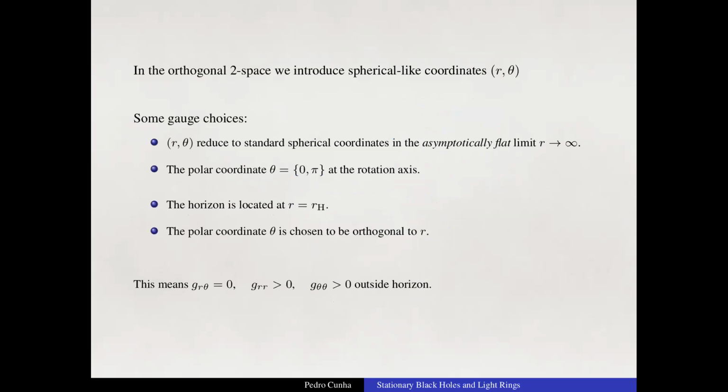Now, due to these Killing symmetries, we can then restrict the analysis to a spatial 2-dimensional space, which can be parameterized by orthogonal spherical-like coordinates r, theta. Then we can make some gauge choices. We can make the coordinates r, theta reduce to spherical coordinates at asymptotic infinity, and we can fix the horizon at a constant radial coordinate.